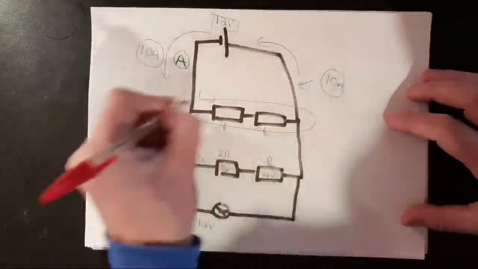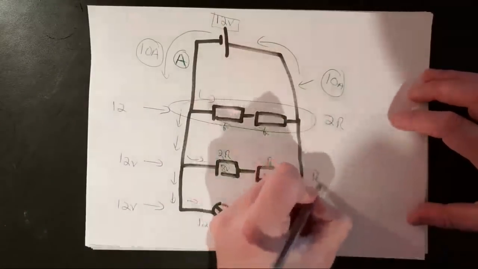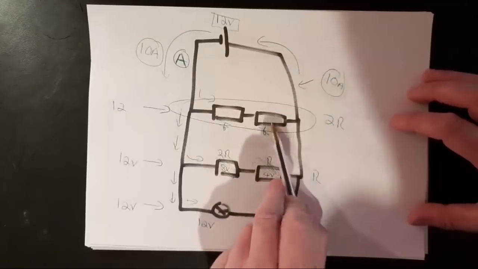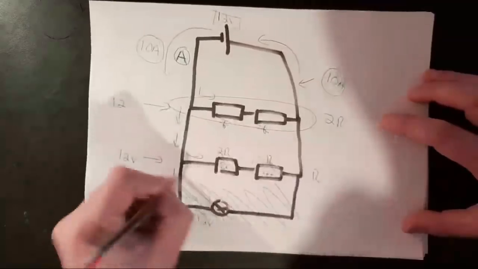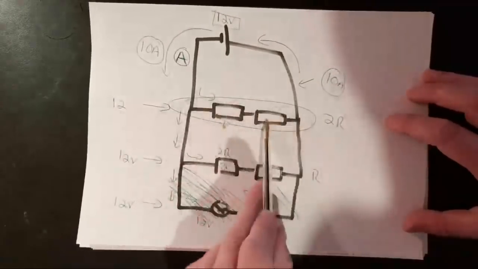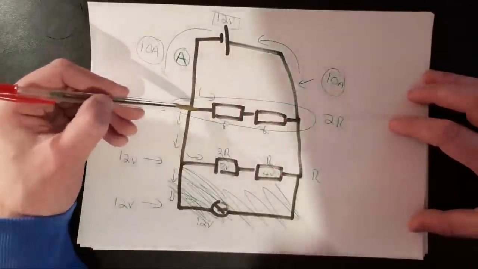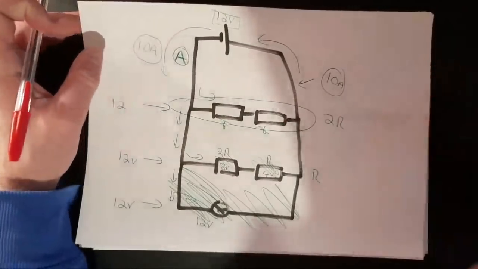If this branch has a resistance of, let's say, 2R, and this branch has a resistance of R, then this will have much less current going through it than this one. In fact, to make it simple, if we got rid of the bottom branch altogether, then if the resistance of this was twice as big, it would have half as much current going through it as that one. So the resistance of each branch will determine how much current each branch gets.